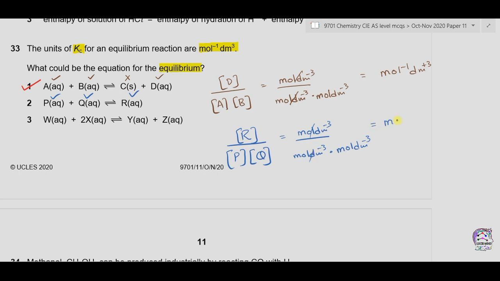So the answer is again per mole decimeter plus 3. So 2 is also correct.